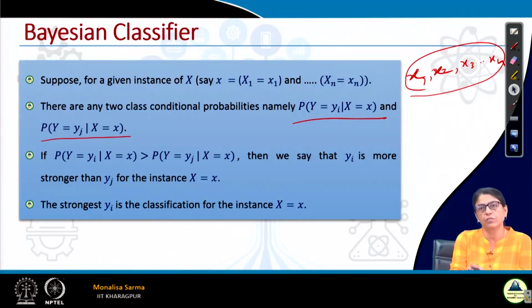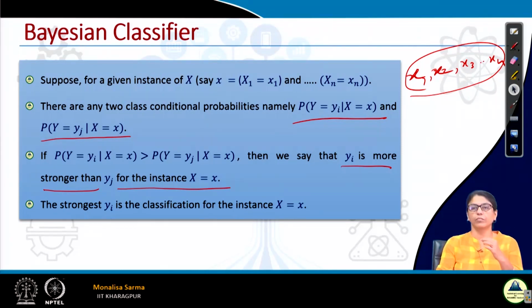Whichever class conditional probability is higher, that class will be considered as the class for that instance of x. So if probability of y equals yi is greater than probability of y equals yj, then we say yi is stronger than yj for the instance x, and the strongest yi is the classification for the instance x. Fine, that's how we use the Bayesian classifier. If you still have some doubt, we will see an example, and with this example it will be more clear.